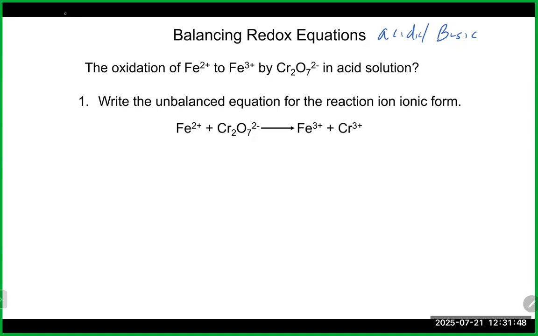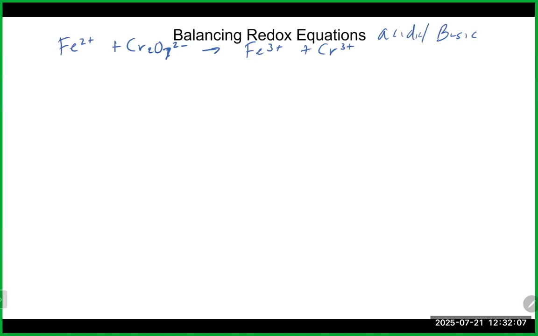And what we got here? Fe2+ plus some dichromate, going to iron 3+, and chromium 3+. All right, so the first thing we're going to talk about is balancing in acidic conditions, and then we'll talk about how to turn it into basic conditions, which is probably the easiest way.